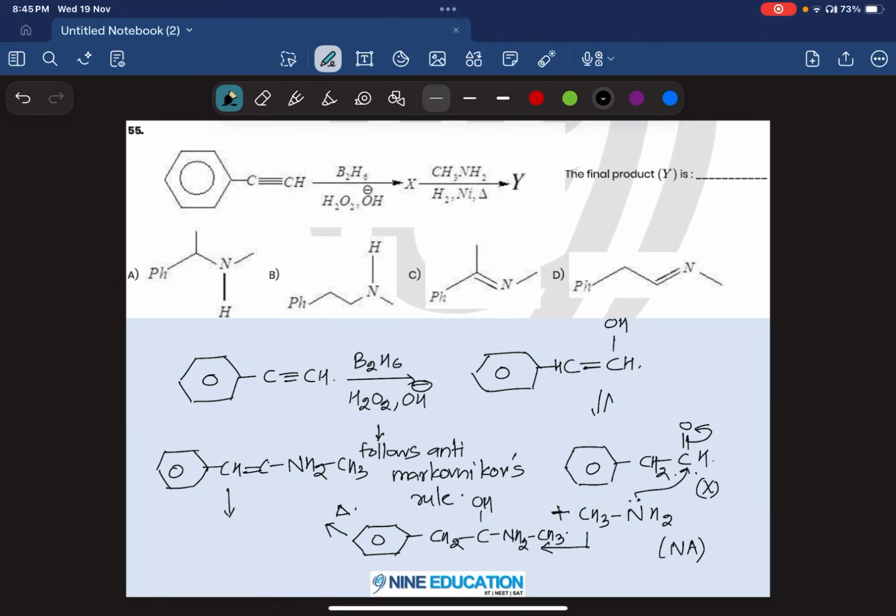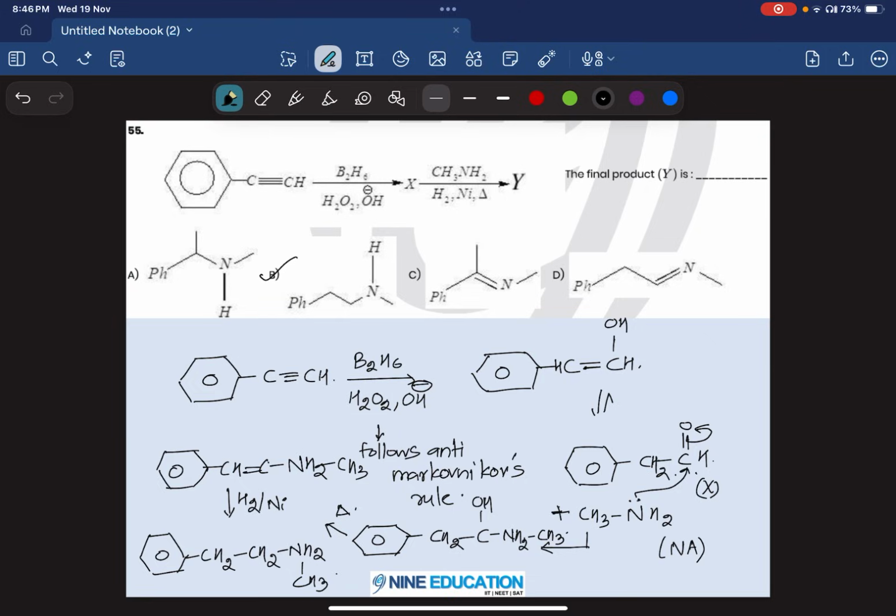So this upon reaction with H2 in presence of nickel means simple reduction, double bonds are broken, and two hydrogens replace the double bond. You will simply get the product as CH2, CH2, NH2, CH3. This is what is formed in the reaction. So according to that, option B would be the answer.